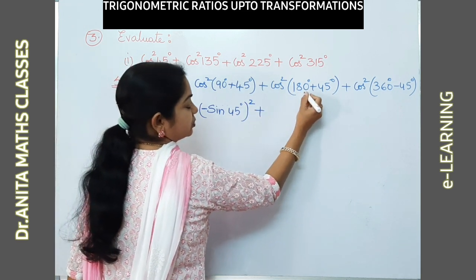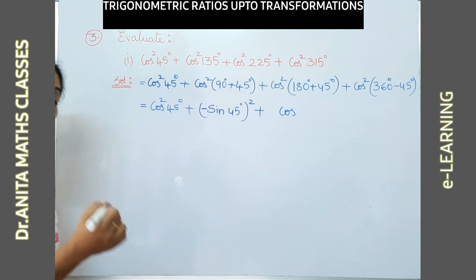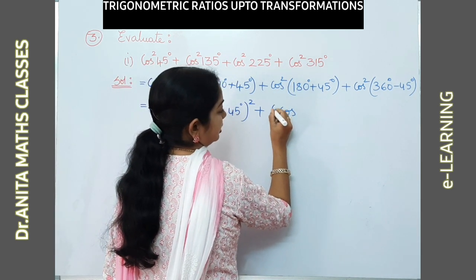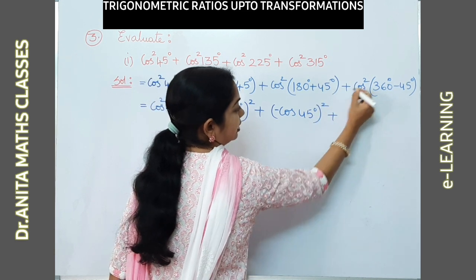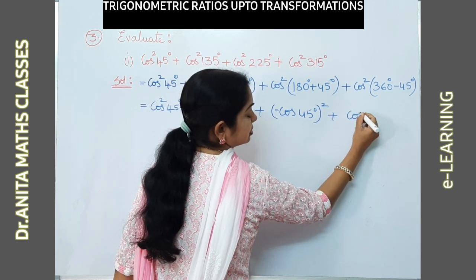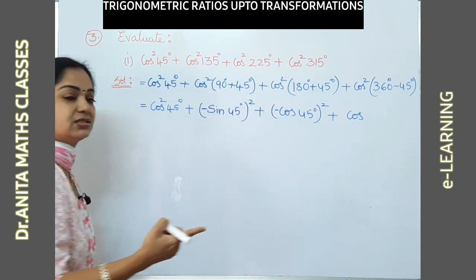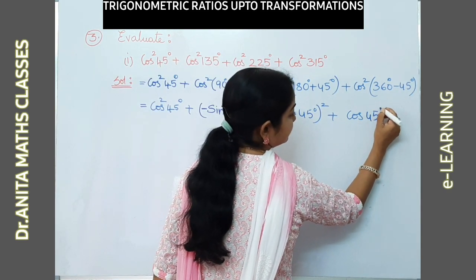Now cos 180 plus 45, again cos only, in the third quadrant. So in the third quadrant cos is negative, so we'll take minus, cos 45 degrees, whole square is also there, and cos of 360 minus 45, that is in the fourth quadrant. So fourth quadrant cos is positive.